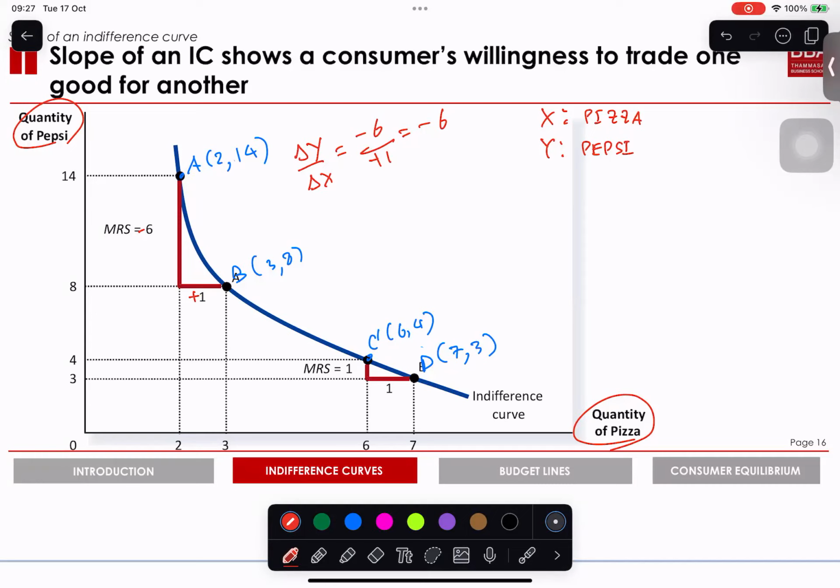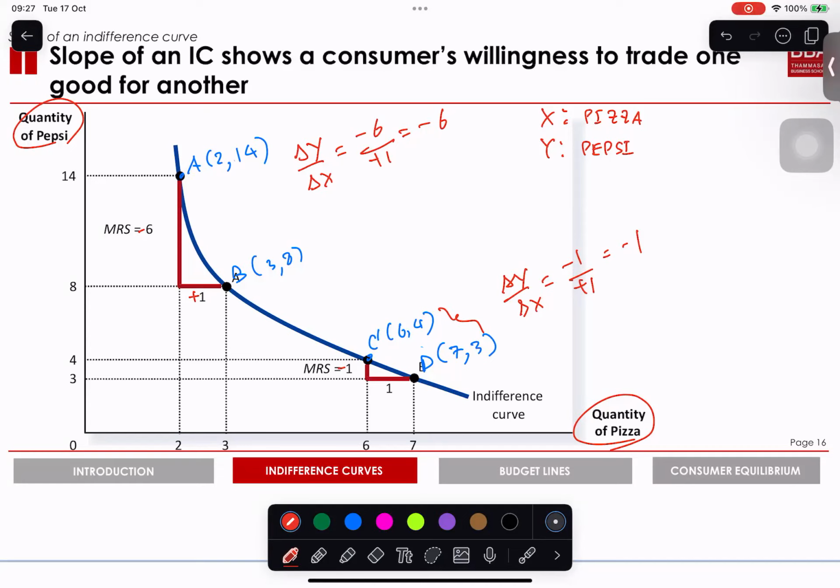We interview him with another question, when he is, let's say, now at point C. Hey, mister, if you want to trade Pepsi for pizza, how many units of good Y, Pepsi, are you willing to trade for 1 more slice of pizza? He said, oh, I'm quite full already. Look, 6 units of pizza already. If he wants to trade, he is willing to give up, check delta y over delta x, -1 y for +1 x. Then the rate at which he is willing to trade y for x becomes 1 unit.